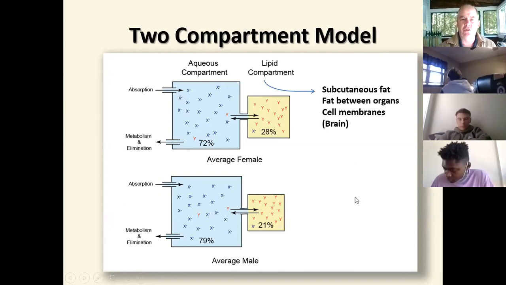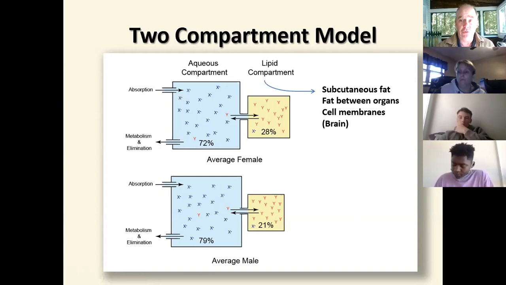Okay, that's our two compartment model. Again, it's not two physical compartments, but it's two theoretical compartments. The drug will be in both really, but it'll be majorly in one or the other depending on its own polarity. And this will be really important when we talk about elimination of fat soluble drugs.